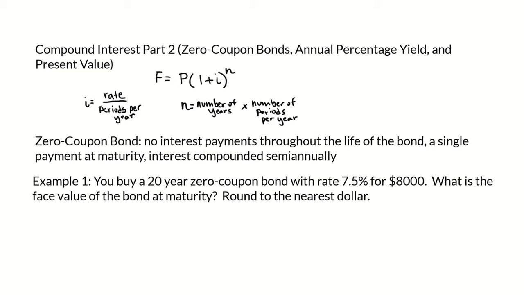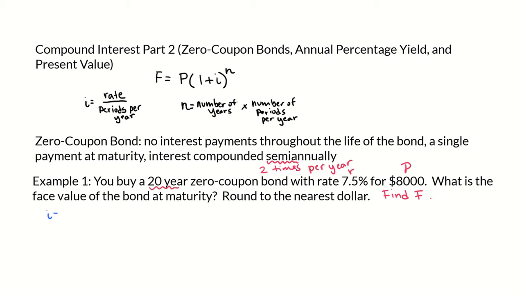So here the principal is $8,000. The rate R is 7.5%. The number of years is 20. And we know that since it's a zero coupon bond, it's interest compounded semi-annually, so that means 2 times per year. And we are finding the face value at maturity, which is the future value. So we're finding F.